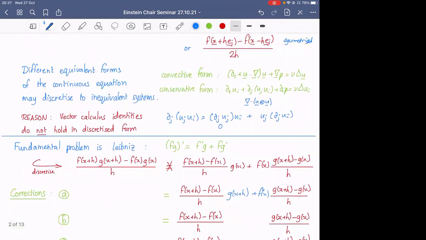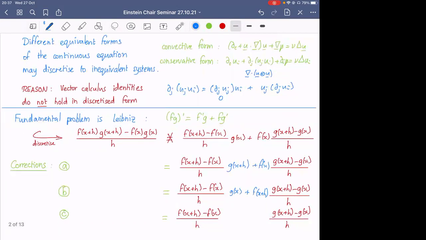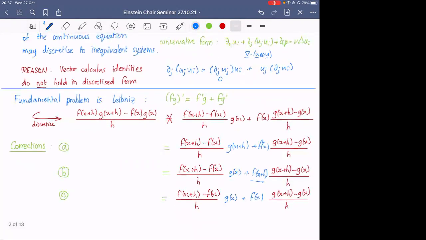There's no particular reason to shift the g instead of the f, so you could do the same: leave g exactly the same and change the f here, and that will also be valid. The third thing you can do is leave this as g and put f here, but now this is not correct, because it would have been correct if I'd written f of x plus h. So now I have to add another term, which will be f of x plus h minus f of x, times g of x plus h minus g of x, over h. I'll put over h here and write times h here.